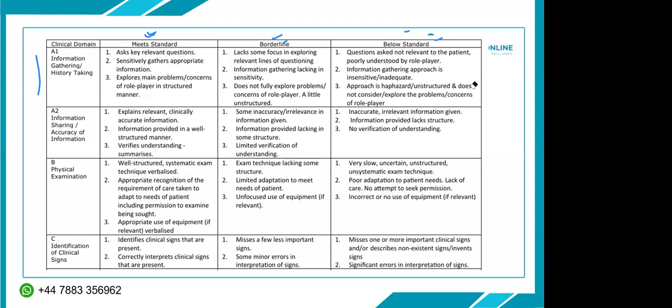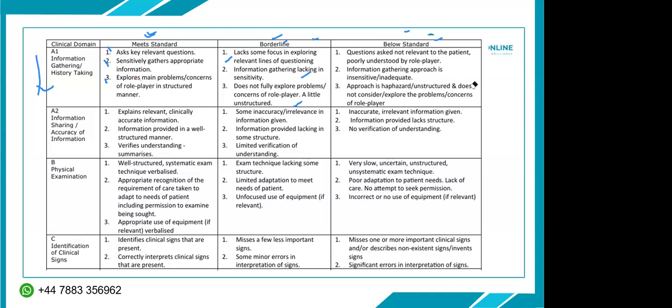What are the skills which are assessed in this? So A1 is information gathering and history taking. So how are you marked? If you ask key relevant questions, sensitively gather appropriate information, and explore the main problems and concerns of the role player in a structured manner, and the examiner thinks that you have performed in this way, he's going to mark you as meeting the standard. However, if he thinks that the candidate lacks some focus in exploring the relevant lines of questioning, information gathering lacks sensitivity, and does not fully explore the problems and concerns of the role player, they're going to give you a borderline mark.